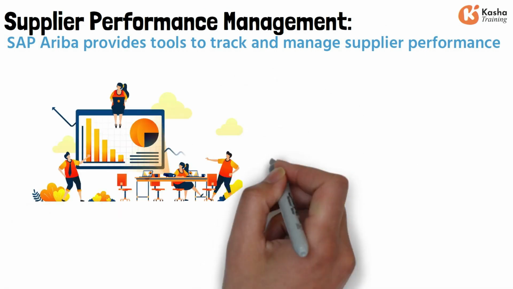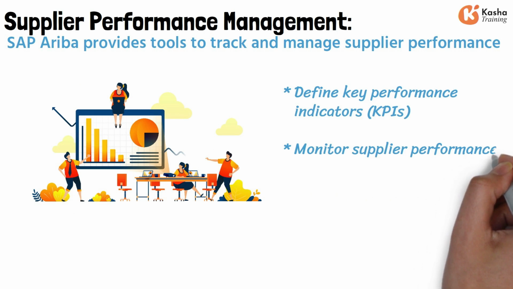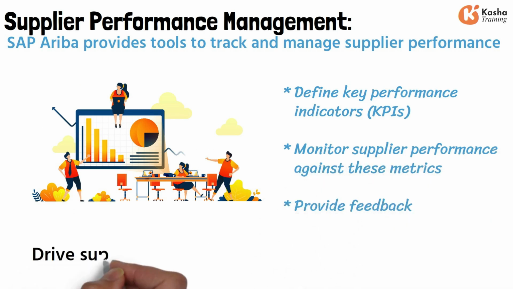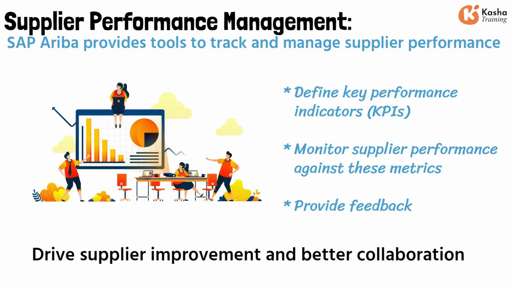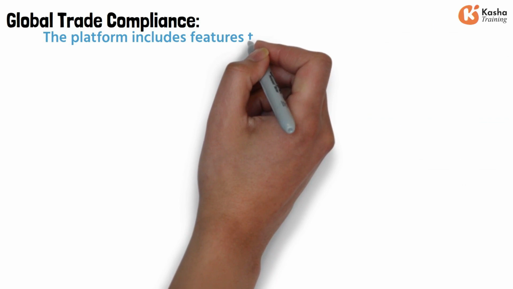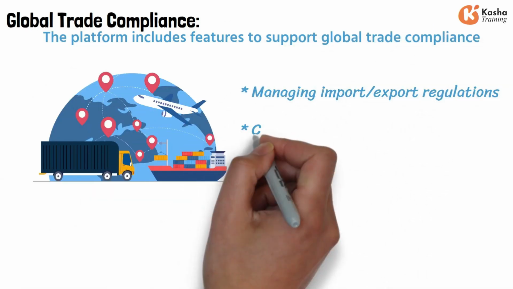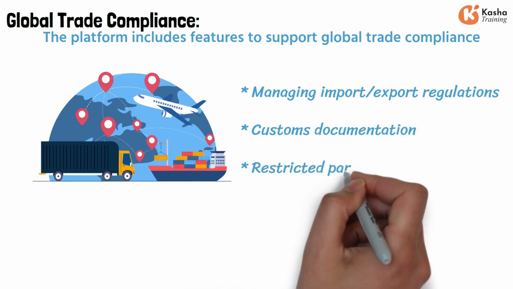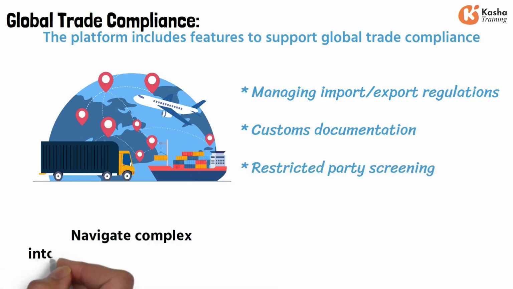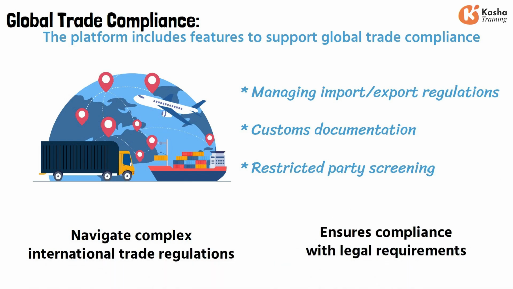It enables organizations to define key performance indicators, KPIs, monitor supplier performance against these metrics, and provide feedback. This helps drive supplier improvement and better collaboration. Global trade compliance. The platform includes features to support global trade compliance, such as managing import-export regulations, customs documentation, and restricted party screening. It helps organizations navigate complex international trade regulations and ensures compliance with legal requirements.